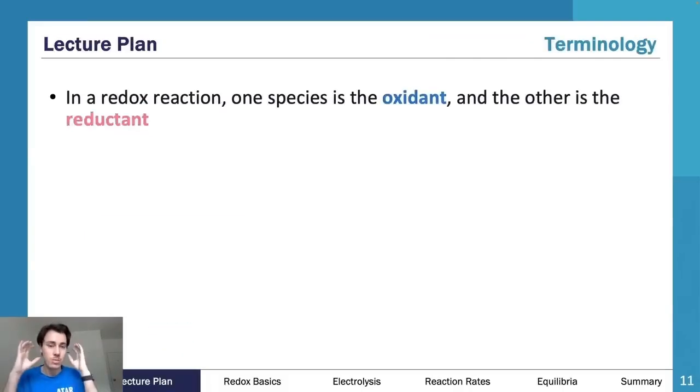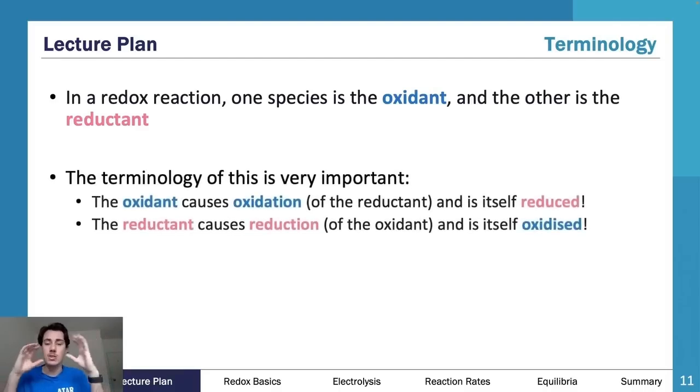In a redox reaction, one species is the oxidant and the other is the reductant. That's really important to understand. And the terminology is super important. Now, I don't want to harp on about this because I feel like sometimes the more you talk about this, the more you confuse yourself.